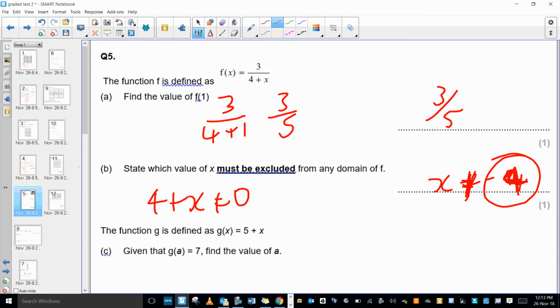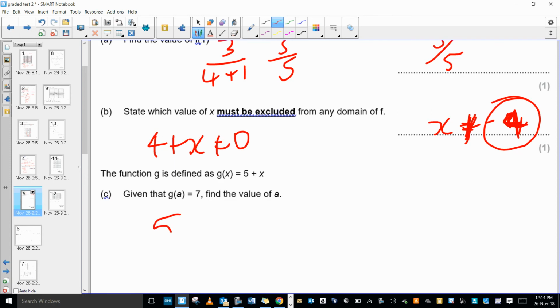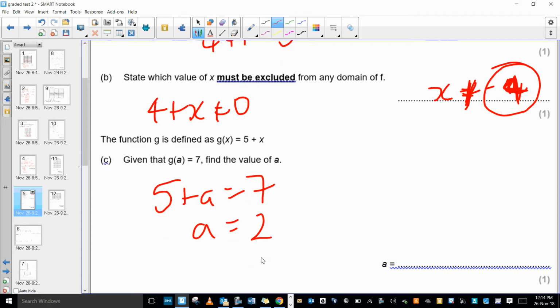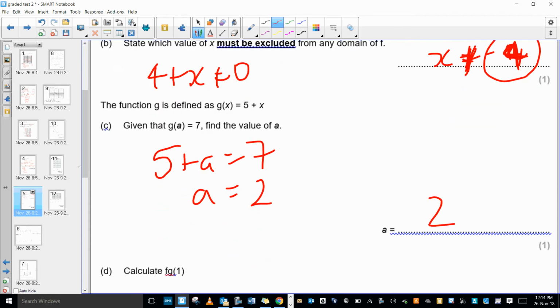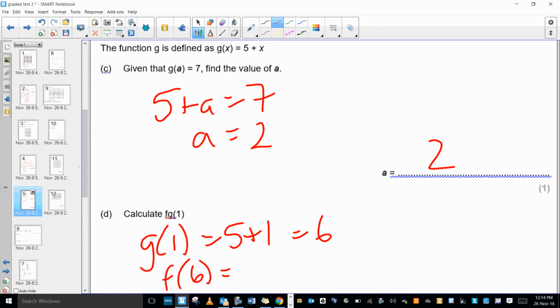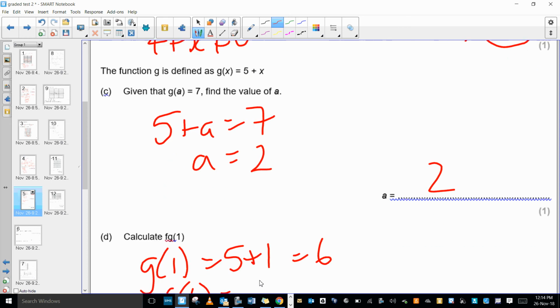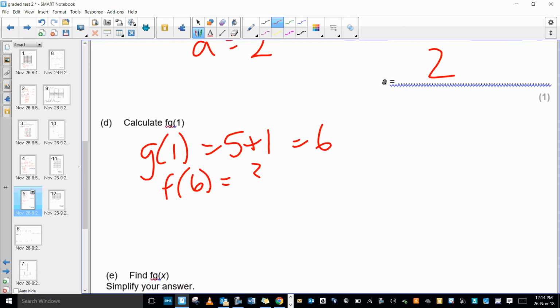Right, given that g of a is 7, that means 5 plus a is 7, so a would be 2. Calculate fg1. So we're going to find g1 first, and then f of 6. That's 3 plus 4 over 6, which is 3 over 10.